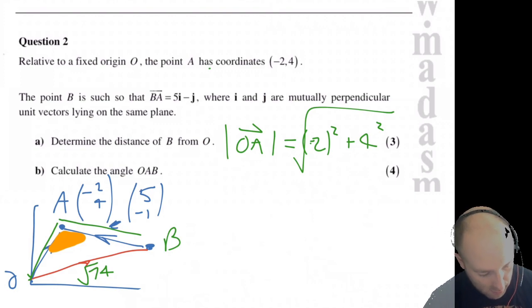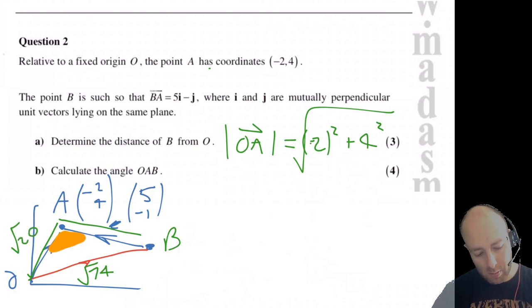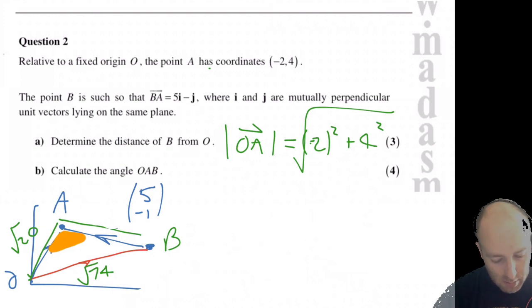So let's add that to our sketch. We know this side here is root 20. And BA we know was 5, -1. So the size of that one is going to be 5 squared plus -1 squared, and then square root that, which gives me root 26.